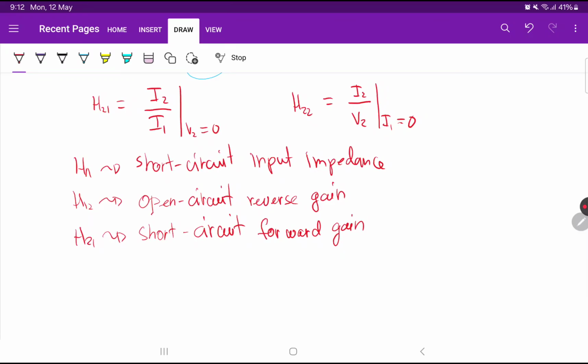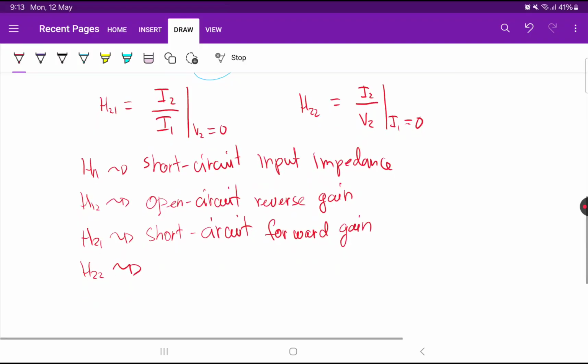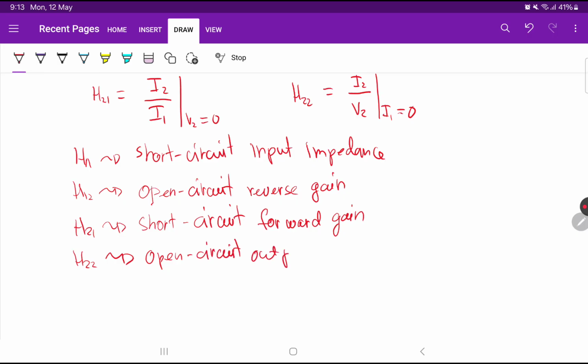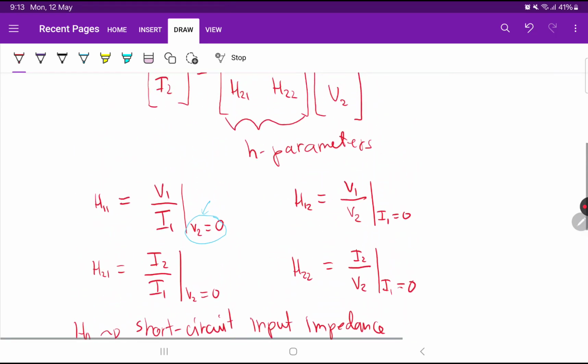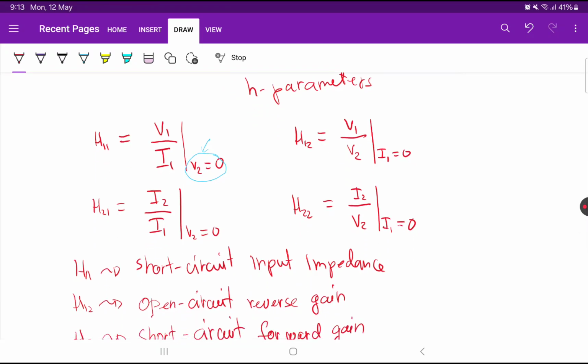Then for H22, the unit is Siemens. So this is the admittance and it's in the output. And it should be open circuit because I1 is equal to 0. So this is open circuit output admittance instead of impedance, because the unit of H22 is Siemens. So these are the parameters for the H parameters, or the hybrid parameters.